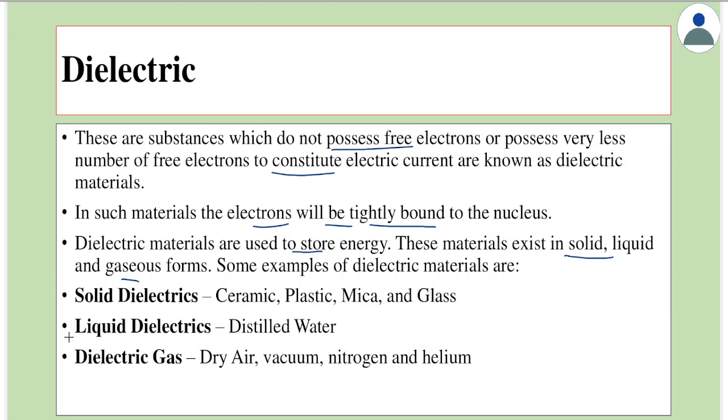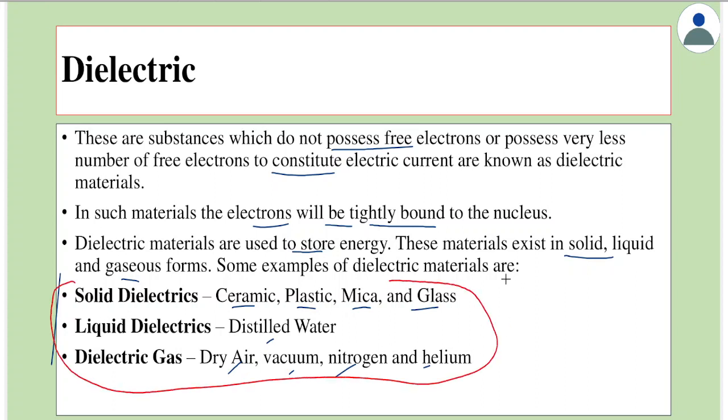Here are some examples of dielectrics. For solid dielectrics, the examples are ceramic, plastic, mica and glass. For liquid dielectrics, an example is distilled water, and for gaseous dielectrics, it is dry air, vacuum, nitrogen, helium. There's no need to remember what the examples are. Get the fact that dielectrics can exist in all three forms, and these do not contain any free electrons.